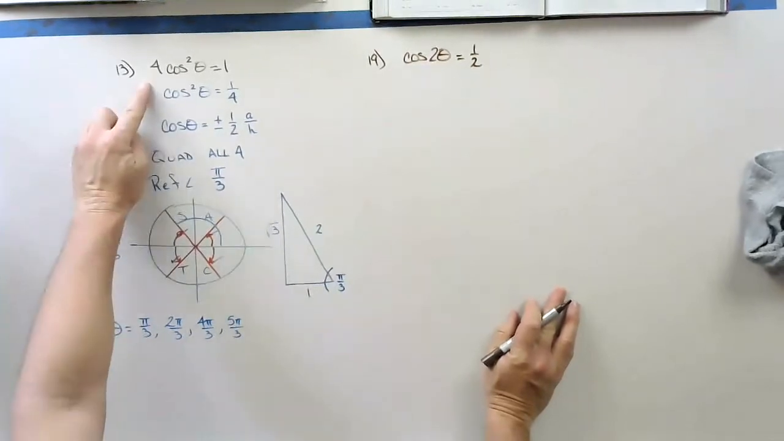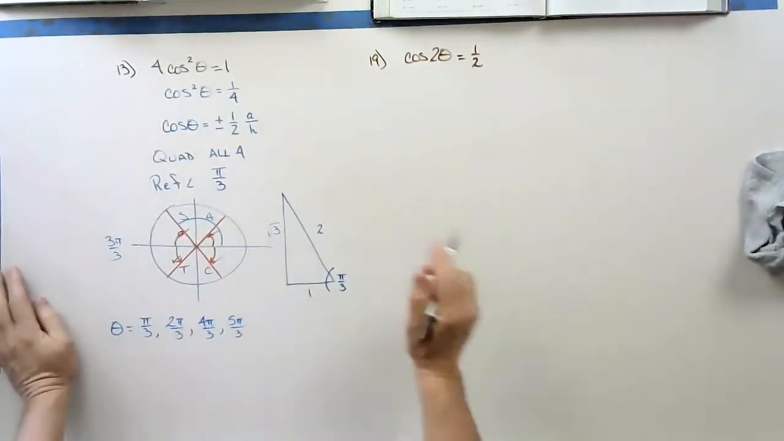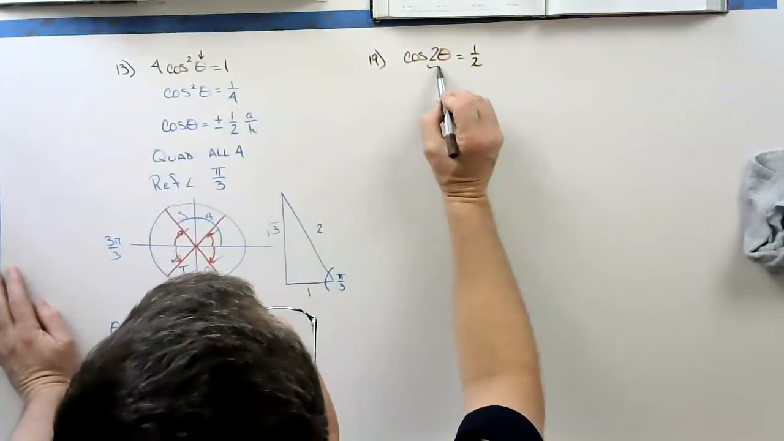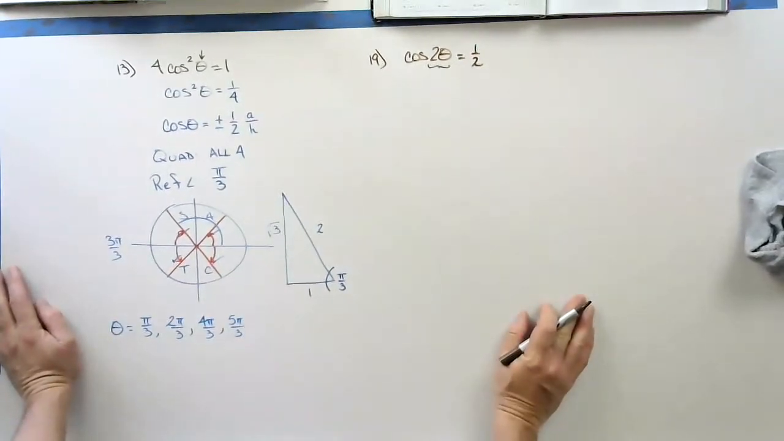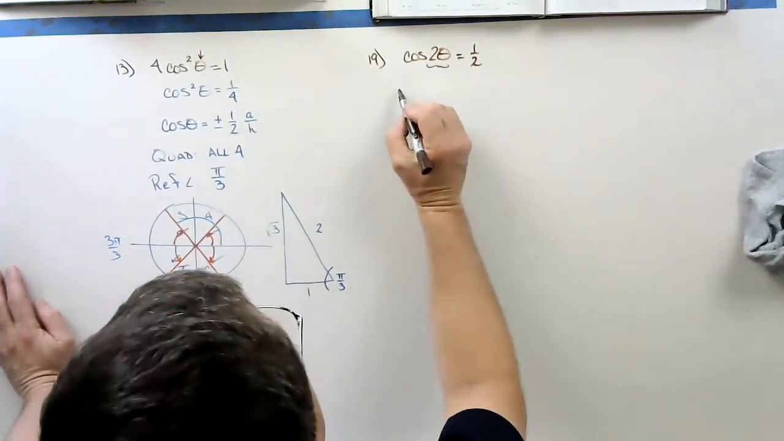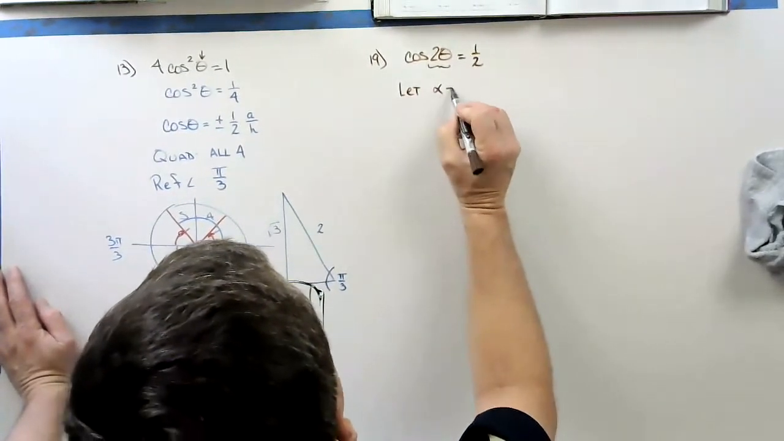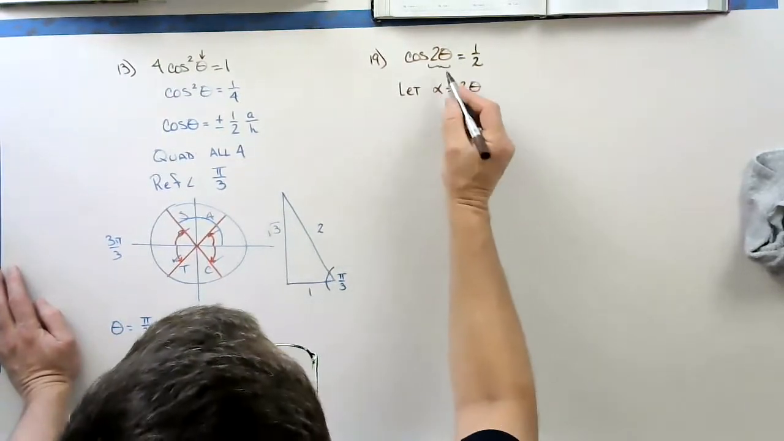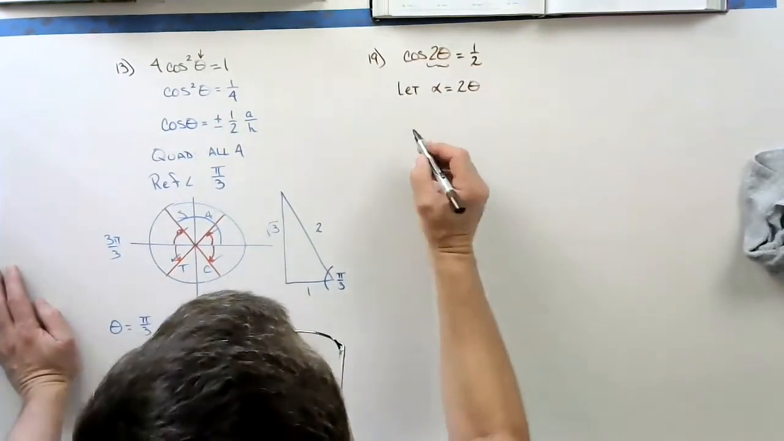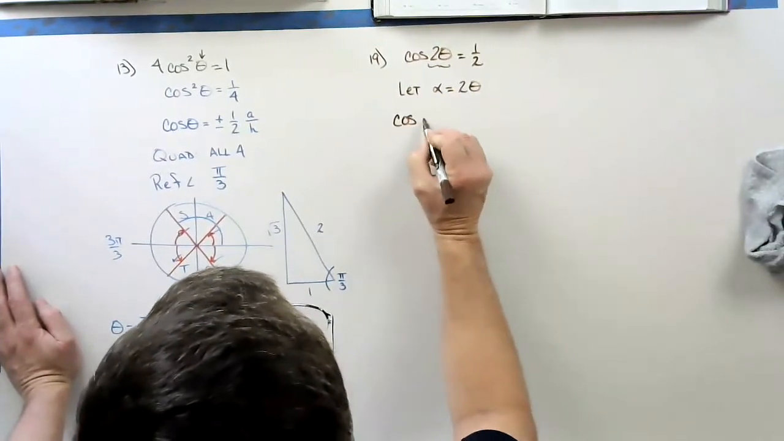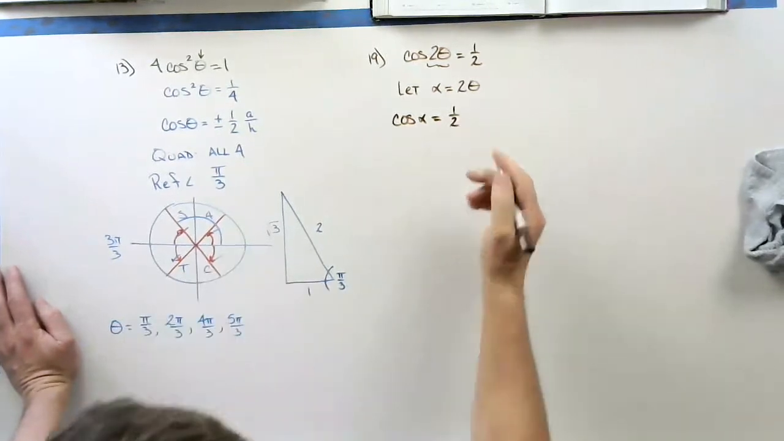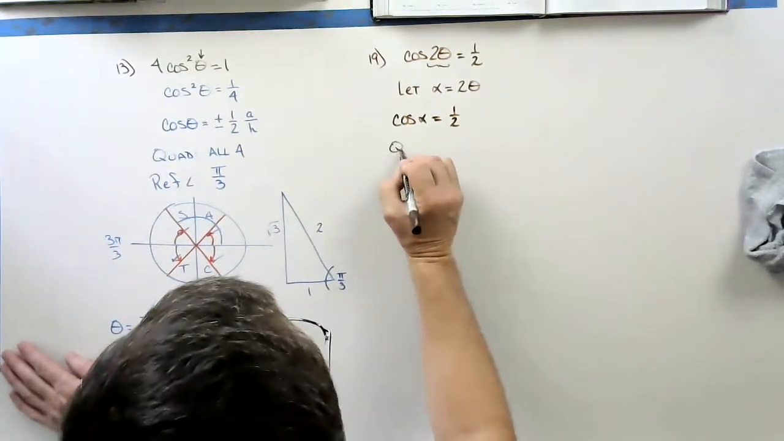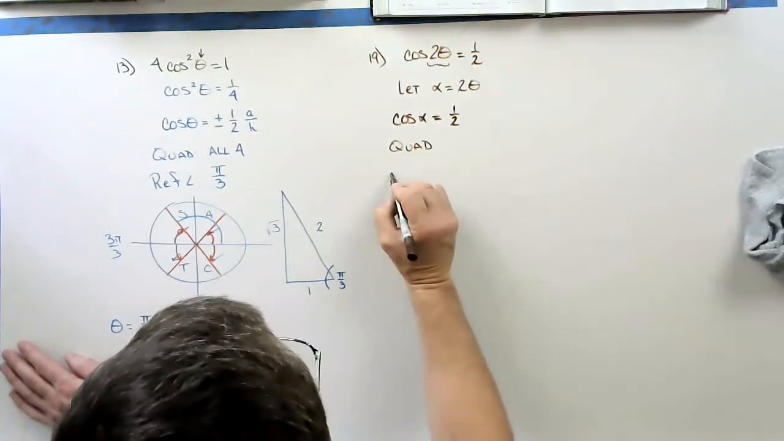This problem is different than problem 13 because in problem 13, we just had one theta here. We didn't have to make a substitution. Now, our method of solving a problem when this is not just one theta or one x or one alpha is to say, and I'm going to choose alpha, let alpha equal 2 theta. And I'm going to resubstitute alpha in place of 2 theta. Now I get cosine of alpha equals 1/2, and I'm just going to proceed as if this was the question that they gave me. So I'm going to write down quadrant, and I'm going to write down reference angle.